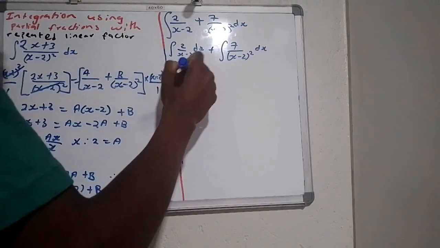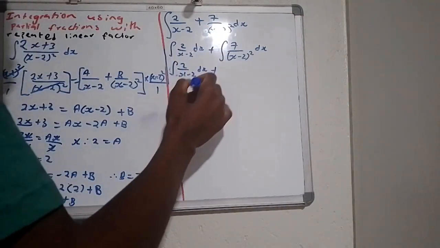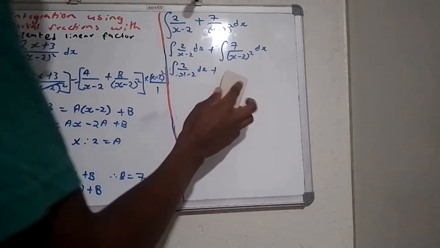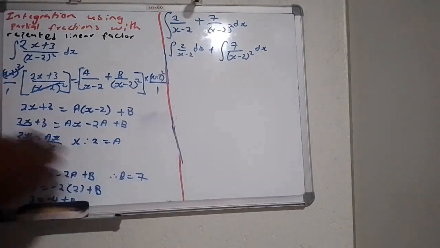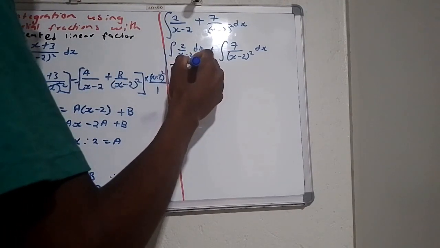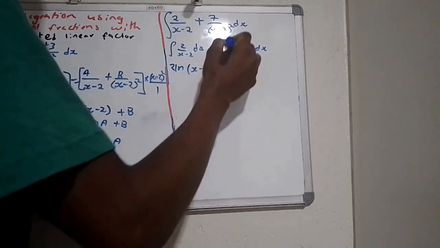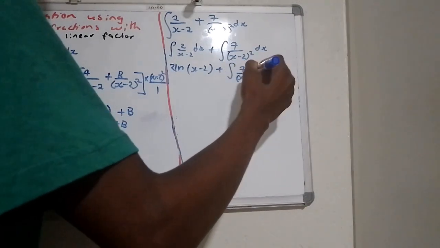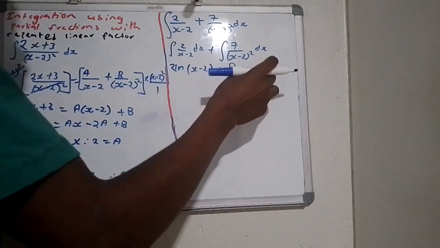To not confuse you, let me just write this one. 2 ln of x minus 2. That is the solution when you integrate this. Plus this one, I did not integrate it. Let me just say 7 over x minus 2 squared dx. So now, I need to integrate this.